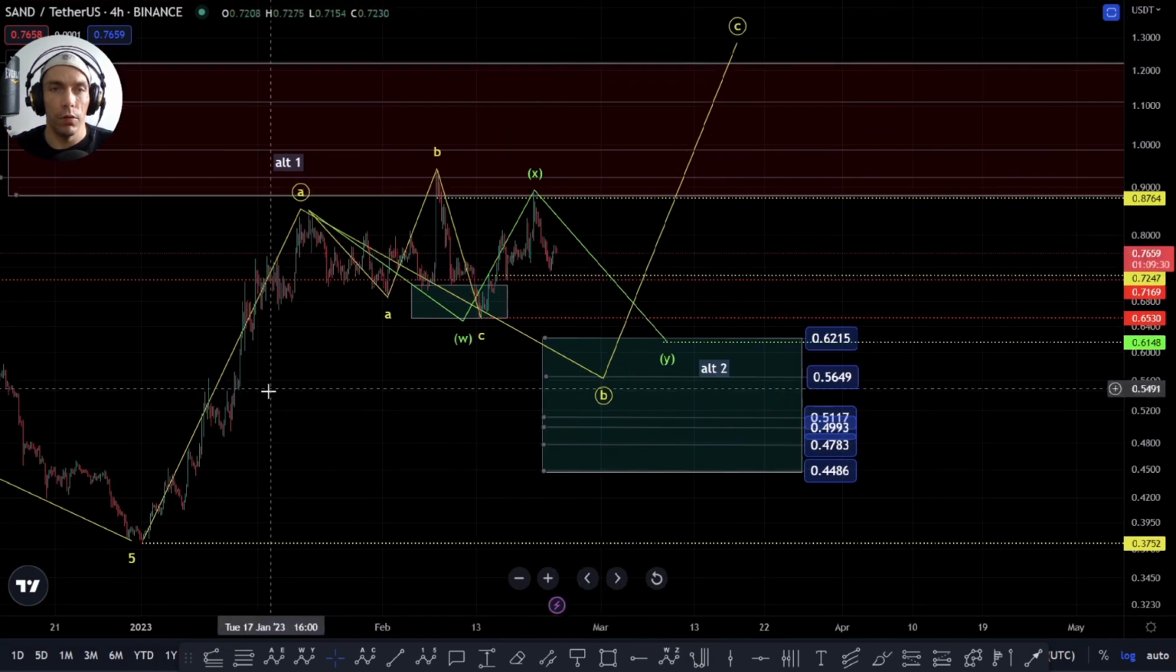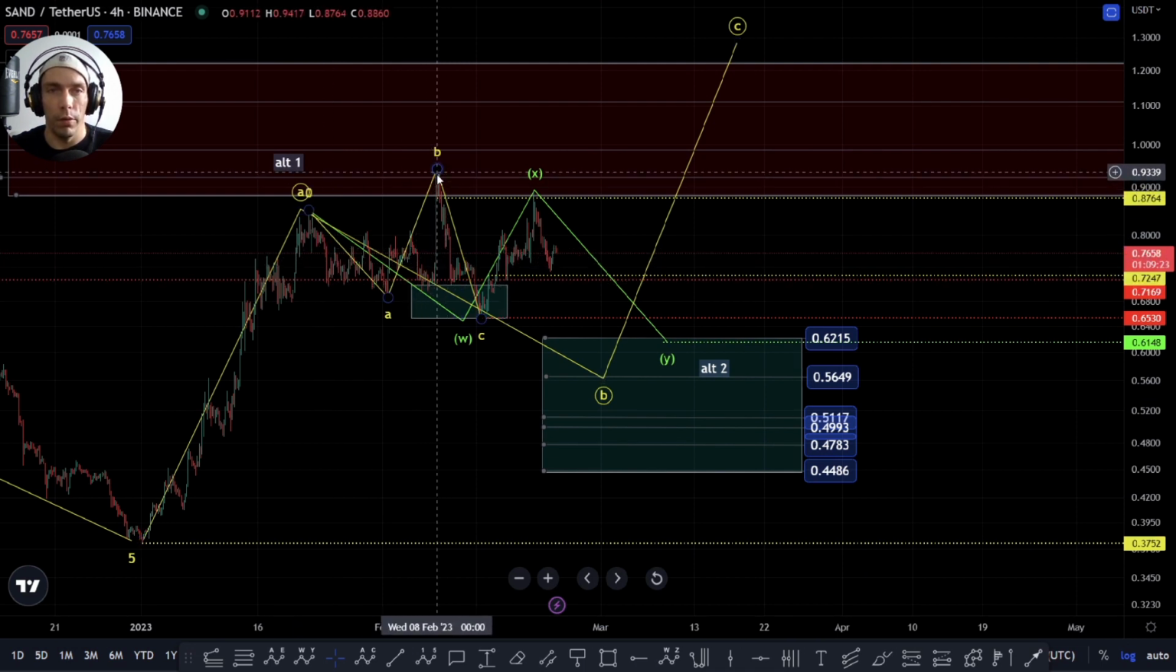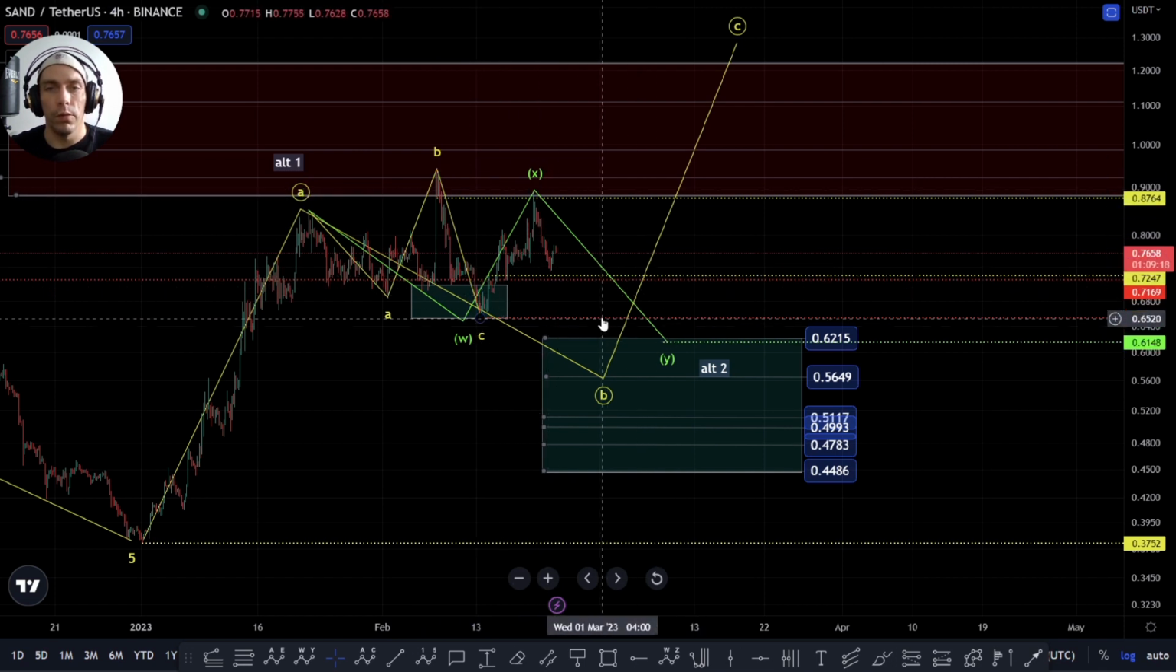And we can look at this move in two ways. We can either count it into this high here, or potentially we can argue there's a triangle in this move here, and actually our fifth wave completes here, in which case this would be the start of the move. So there's two ways of really looking at it.